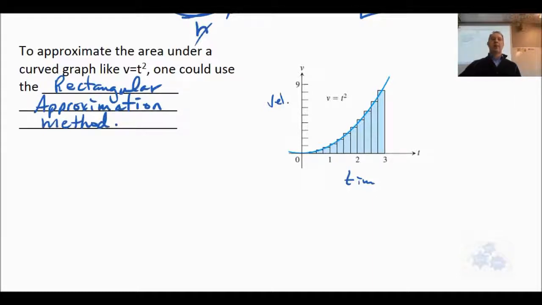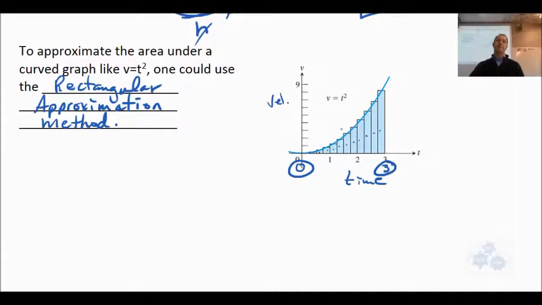And that simply states that, doesn't matter what kind of graph we have, the function itself, if it's curved or whatever, we could set up a series of rectangles and add the areas of those rectangles all up. And that would be a half-decent approximation of what that area under the graph would be. So let's say this was the velocity, this was the time, and I wanted to know how far we went. Well, the area under the graph from 0 to 3 would represent the distance traveled.